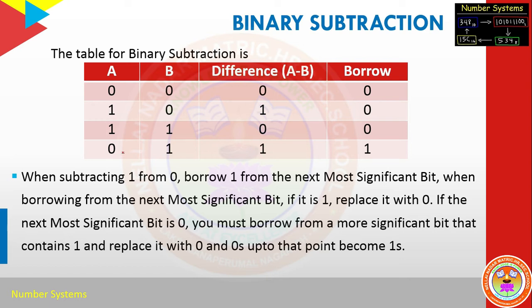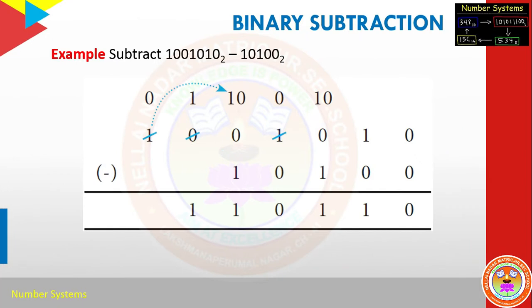We can't calculate 0 minus 1 directly, so you just borrow the value from the nearest one. At that time it will be converted into 10. 10 minus 1, that is 1. So this is the way you can subtract the values. Okay, fine. See the calculation part here.